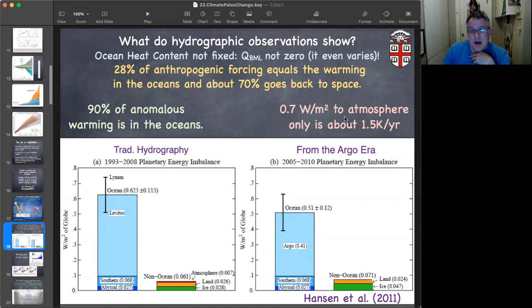0.7 watts per meter squared to the atmosphere is only about 1.5 Kelvin per year. So these numbers are helping us get a handle on how much warming there could be from a 0.7 watts per meter squared, for example. How much is going into the oceans, what the watts per meter squared are over the whole globe on this side, and then the different sinks of this excess energy.